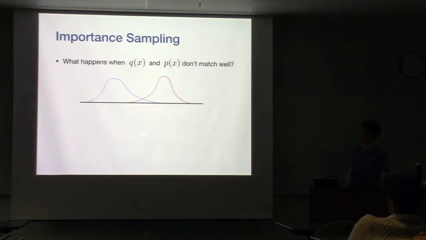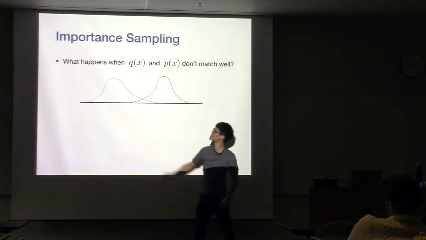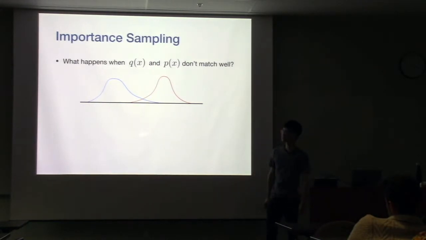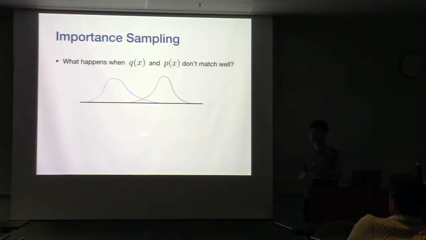So that's great, but what happens when q(x) and p(x) don't match? Well, so let's just say that the blue distribution is our proposal distribution q(x), and red is the target distribution p(x). So when we sample from this, most of our samples will lie under this area here, where the proposal distribution has high density. But there, the target distribution has low density. So the ratio rho(x) will be very small. So those samples won't contribute much.